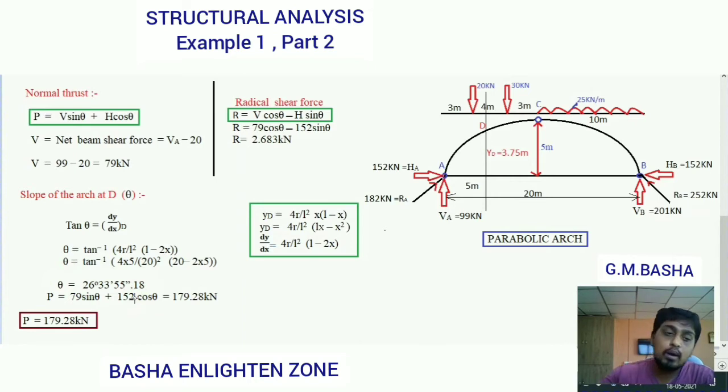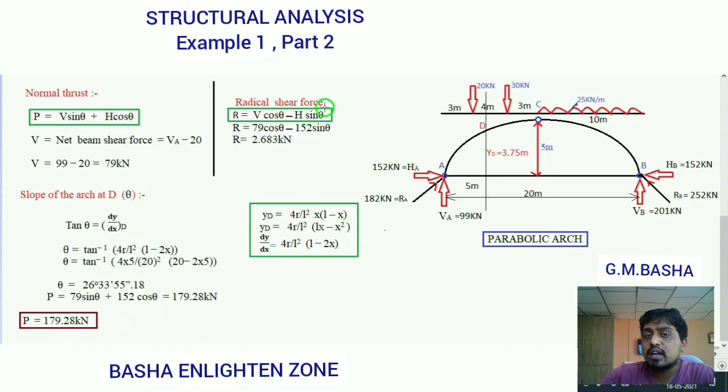Whatever value is obtained here, substitute directly in the formula. Normal thrust equals V sin theta plus H cos theta, where V is 79 and the horizontal thrust H is 152. So simplify directly in the calculator and you will obtain this value, which is equal to 179.28 kilonewton.